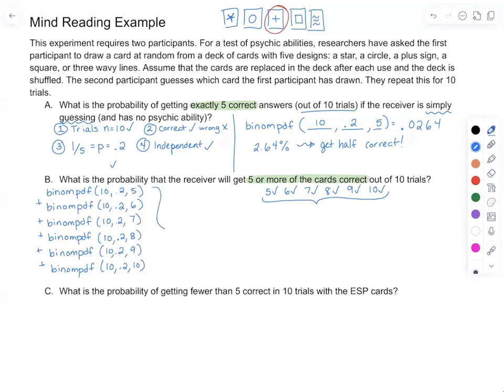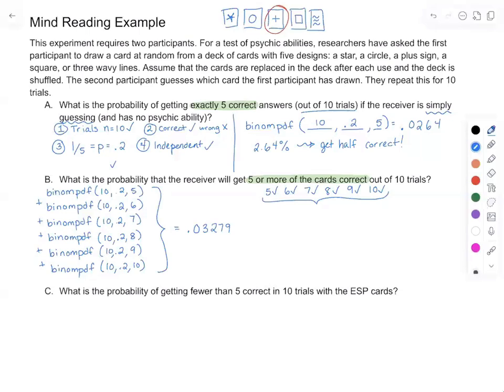And so I would figure out all 6 of these on my calculator and add them all up to figure out this one. When I do that and add up all of these probabilities, and I'm very careful and I don't round until the very end, I get that this probability is equal to 0.03279.